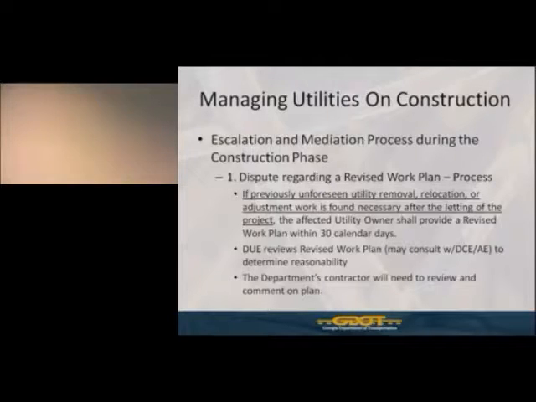So, if we need a revised work plan, essentially that should only occur if there's been a previously unforeseen utility removal, relocation, or adjustment work that's found necessary after the letting of a project. The utility owner will be responsible for providing a revised work plan within 30 calendar days of this notice. This revised work plan will be reviewed by the district utility engineer, and they will probably consult with the district construction engineer as well as the area engineer's office to determine reasonability. Now that we're under construction, the department's contractor also will need to review and comment on the plan.